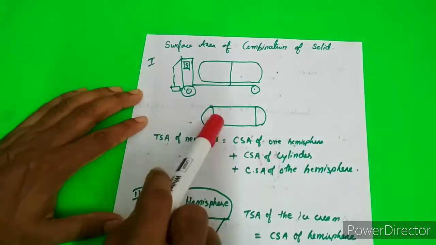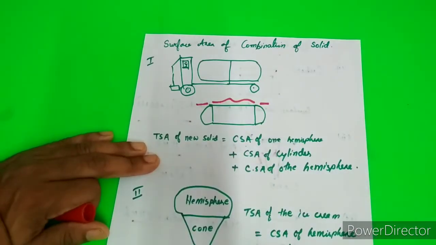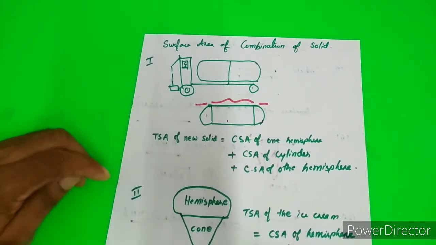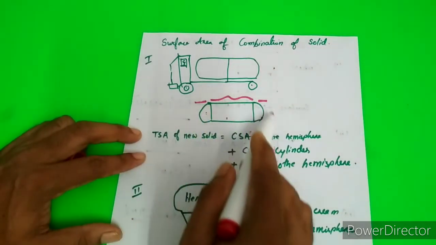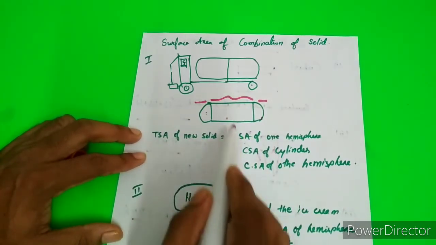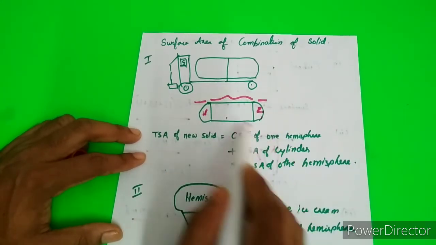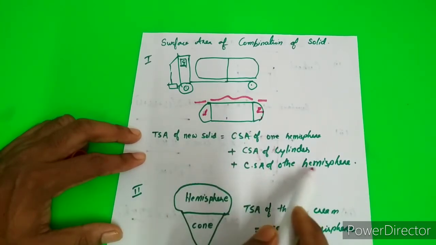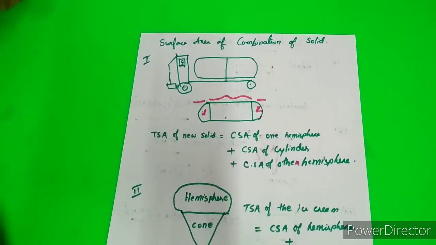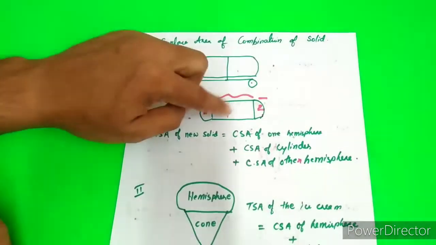If I take the tanker and put it here, I can see it is divided into three parts: the first, second, and third. I can see the two ends are hemispheres, and the middle one is a cylinder. If I need to find the surface area of the whole tank, that is the total surface area of the new solid, it equals the CSA of one hemisphere, plus the CSA of the cylinder, plus the CSA of the other hemisphere. Clear? We know the hemisphere formula and the cylinder formula, so we can just directly add them. That's the total surface area of the new solid.